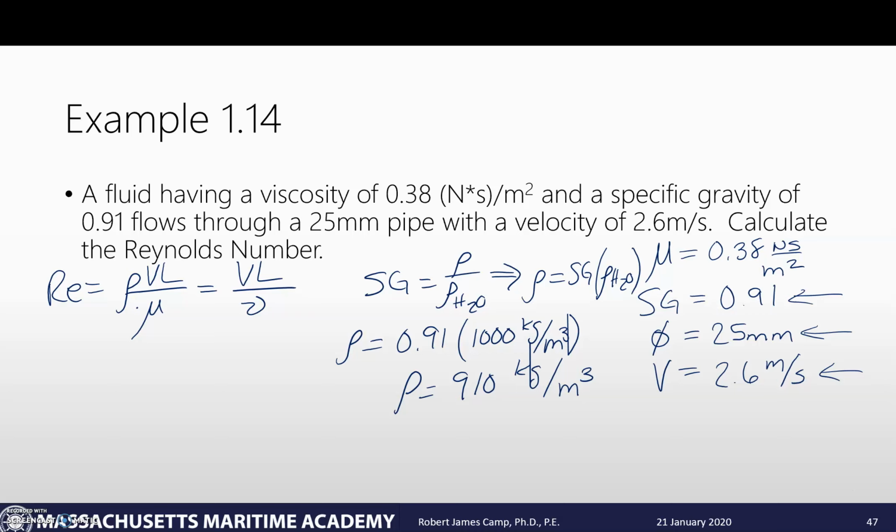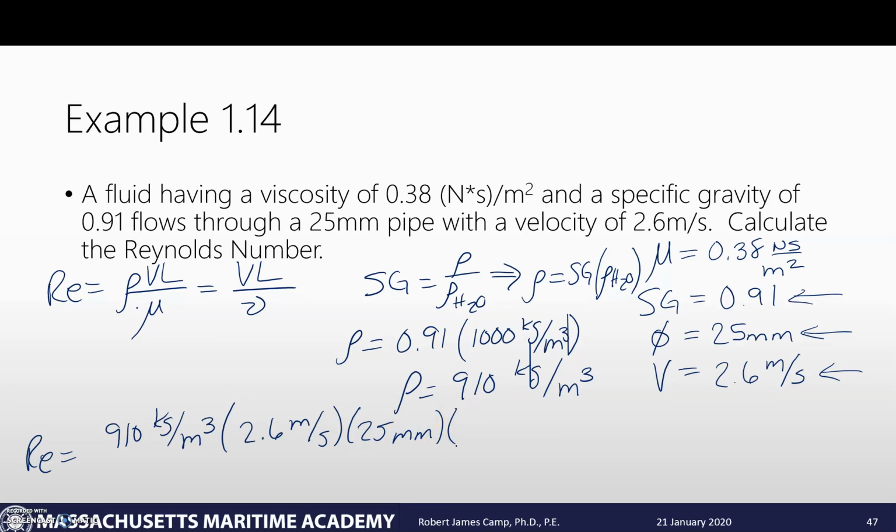So now I can plug that in with my viscosity and find the kinematic viscosity, or I'll just go right to the equation, plug everything in. Reynolds number, viscosity, 910 kilogram per meter cubed. Our velocity is 2.6 meters per second. Our characteristic length is the pipe diameter, which is 25 millimeters.